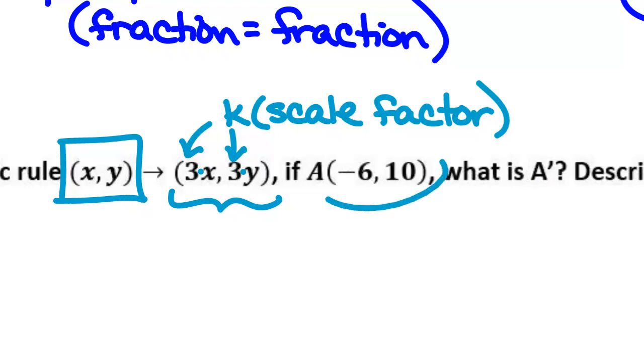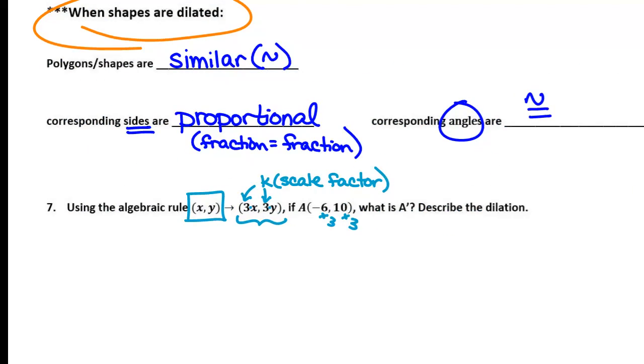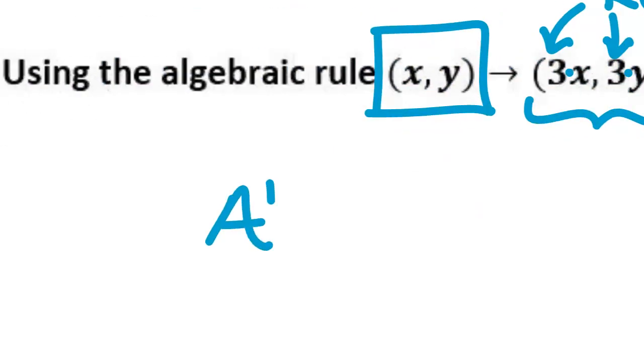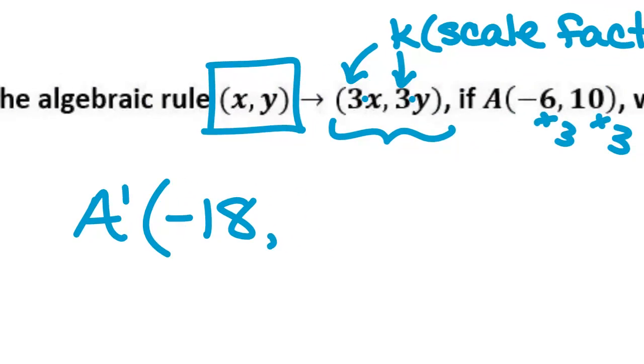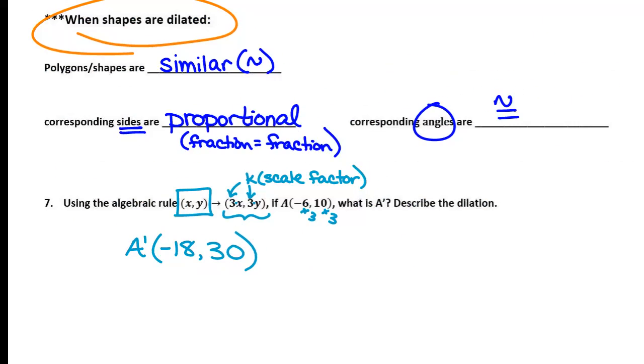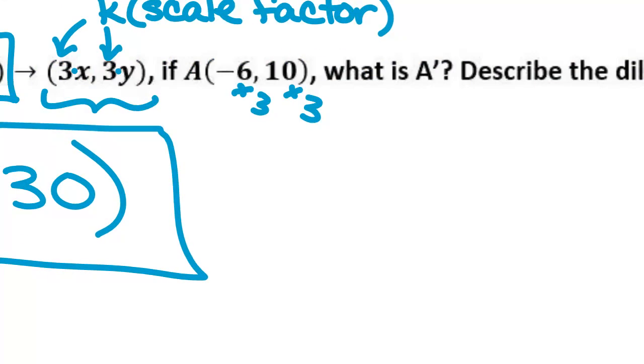So what do I have to do to both the x part and the y part here? Multiply them both by 3. So my point A prime would have what as its ordered pair? -18, and I'm sorry, I didn't hear the second number. 30. There's my point A prime. How would you describe this dilation? Did we just make it bigger with an enlargement or smaller with a reduction? Bigger with an enlargement.